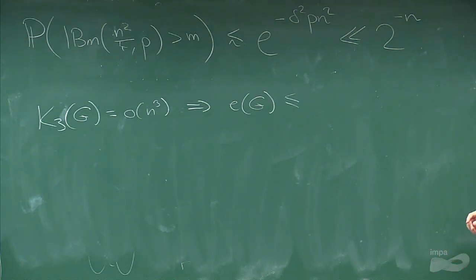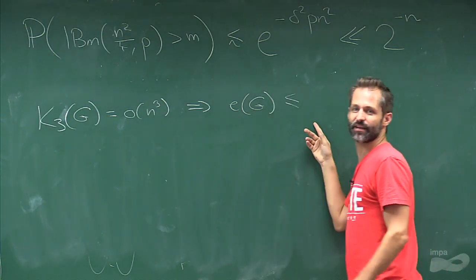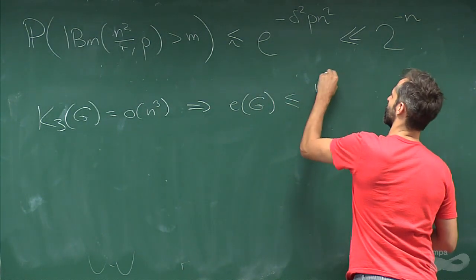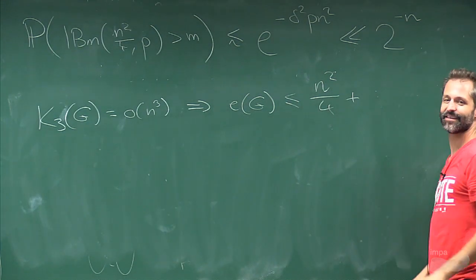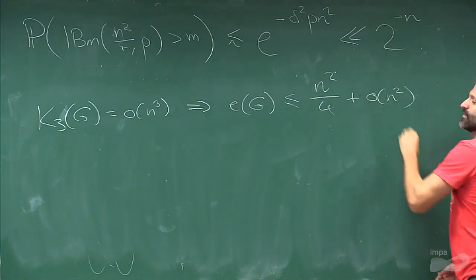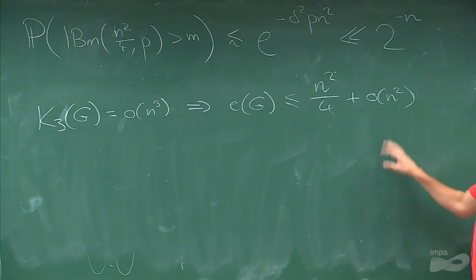No. There are triangle-free graphs with more, right? If I said 0 here, then what would you say? N squared over 4. Right. But I didn't. I said little o n cubed, so you have to add little o n squared. This is the supersaturation that we've proved in more than one way. We gave an elementary proof of it at the beginning. We can do it by regularity now very easily.